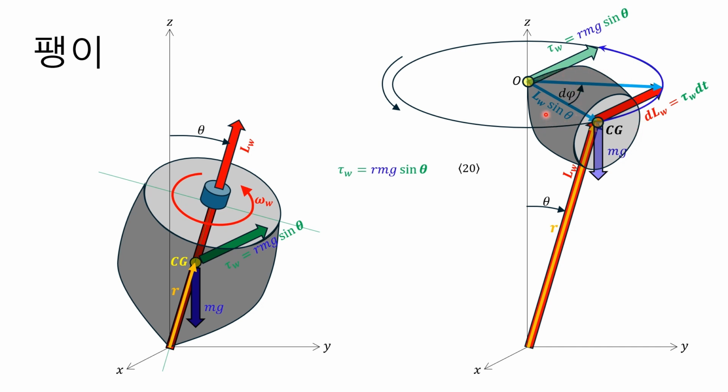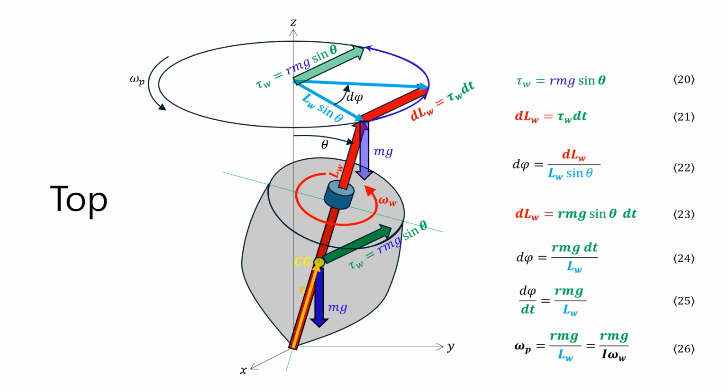From the center of gravity CG, the weight mg of the top acts vertically downward, generating torque tau w. The torque at this time is the horizontal distance from the z-axis multiplied by the weight mg of the top. When the torque tau is calculated from the figure, it becomes r mg sine theta, as shown in equation 20. The infinitesimal angular momentum dLw is perpendicular to the angular momentum Lw sine theta, in the same direction as the torque tau, and can be expressed by equation 21.